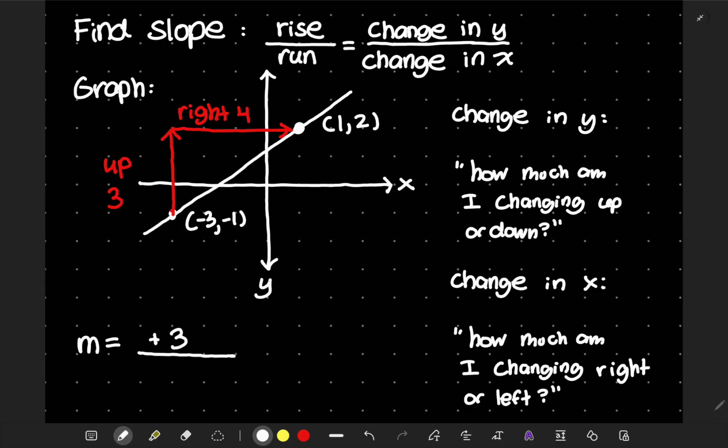Well, let's look. I went to the right 4, and you can see I went from negative to positive. So it makes sense that I'm going to do plus 4 as my answer. So my slope is 3 over 4.